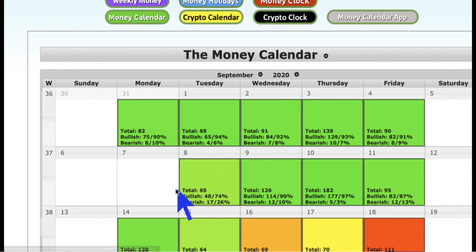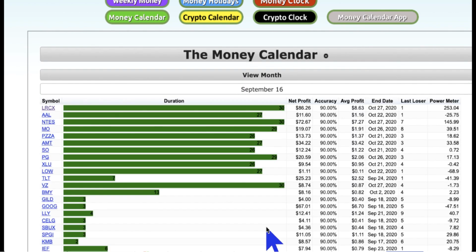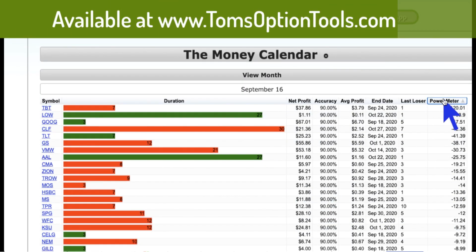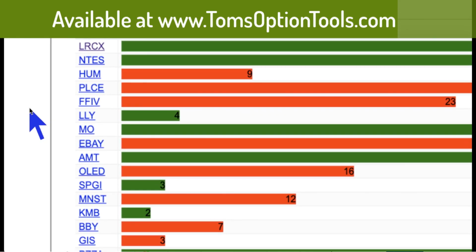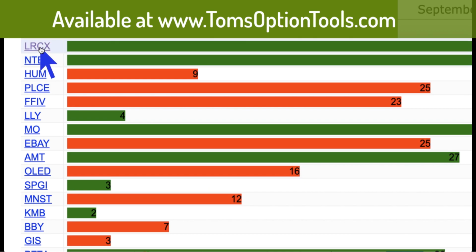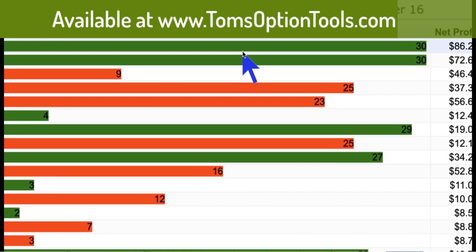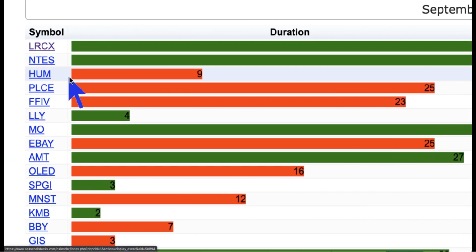Let's go back to the month. Take a look at the 16th. Click on the 16th. Let's go power meter twice, and you're going to see a change. Look at all this red mixed in with the green. So Lam Research is still at the top. It is a bullish trade. But you come down, you see Humana. I also see Children's Place, FFIV. These are all red trades.